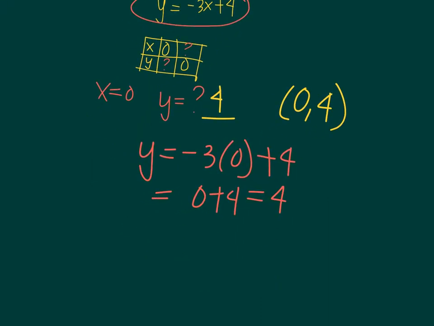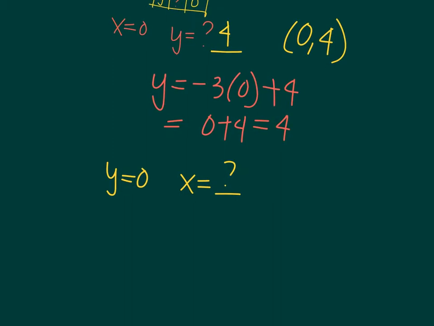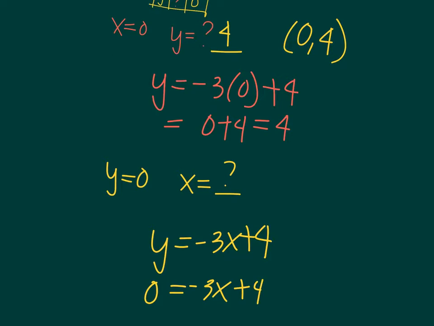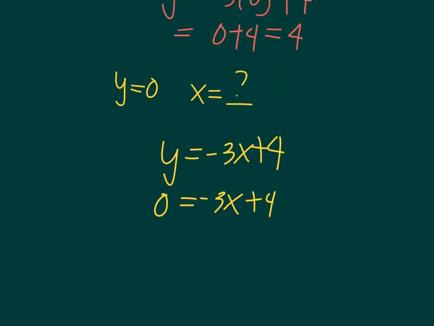Now you do the opposite. This time, you set the y equal to 0, and you find the corresponding x. Go back to the same equation. y is equal to negative 3x plus 4. This time, replace the y by 0, so 0 equals negative 3x plus 4. Then compute for the x. So subtract 4 on both sides. Negative 4 is equal to negative 3x.